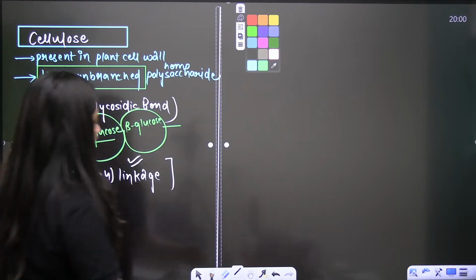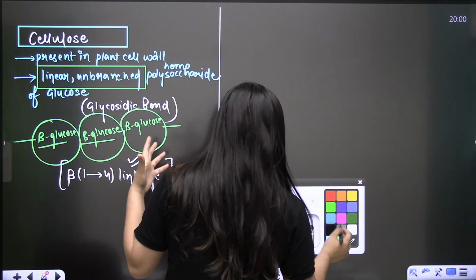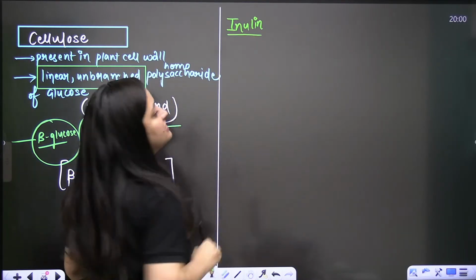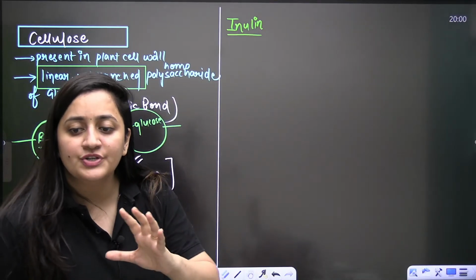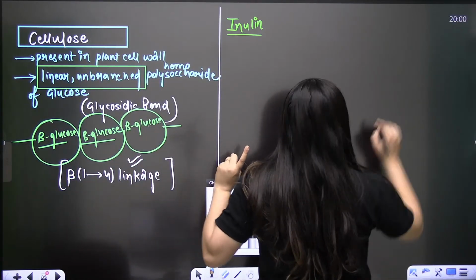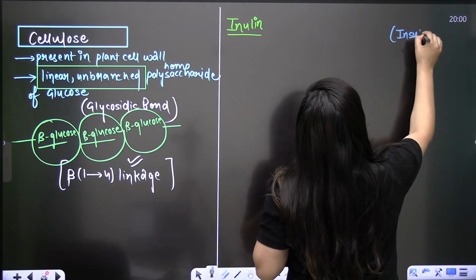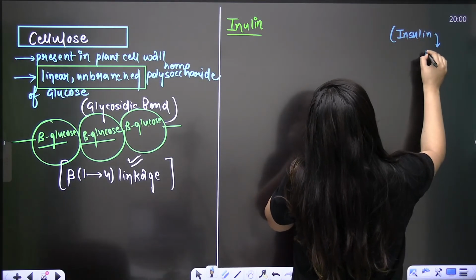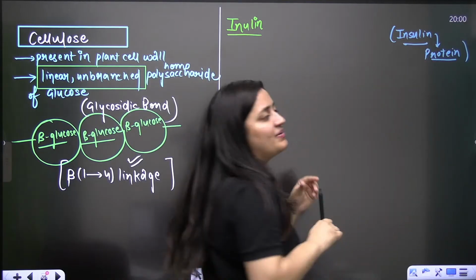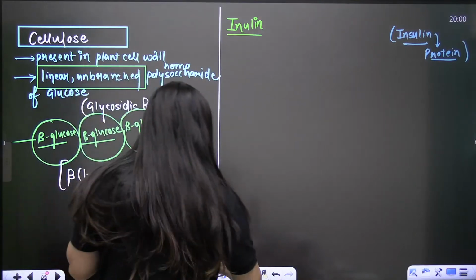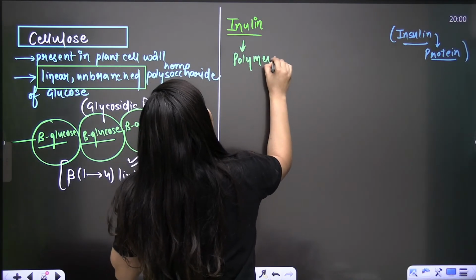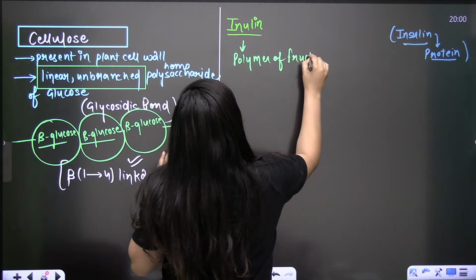So next, one student is asking me again and again, so firstly let me discuss that: inulin. In 2020, one question was there on the basis of this inulin. Many times students confuse it with insulin. Insulin is a protein hormone. Remember pancreas, insulin. But inulin is a polymer of fructose.